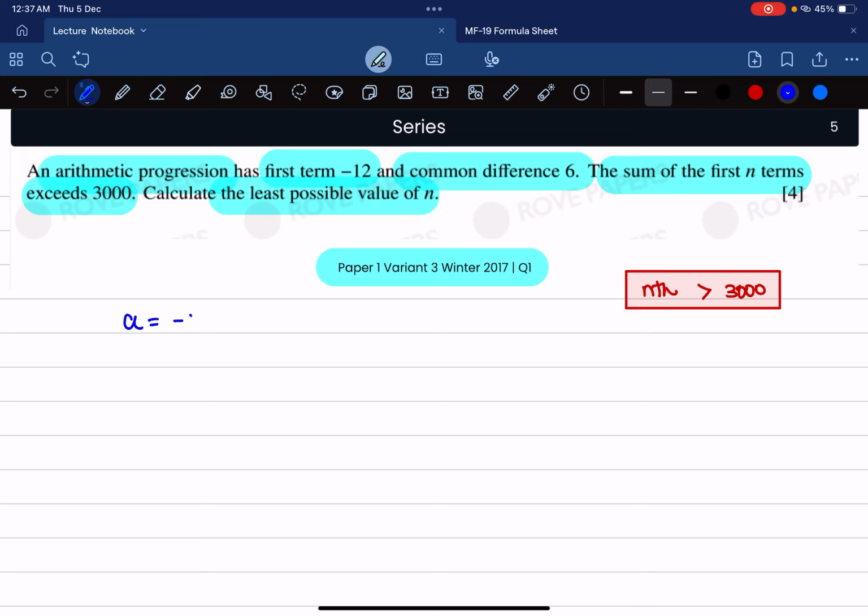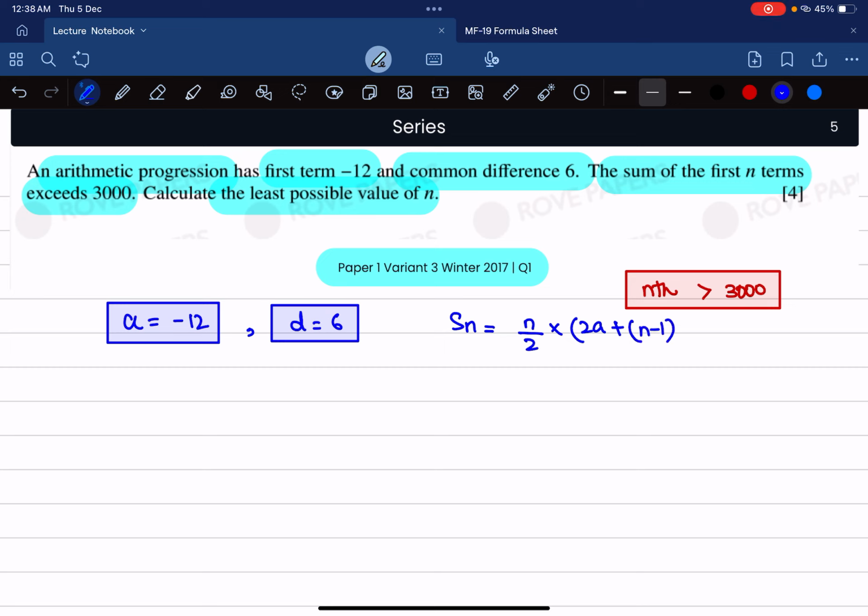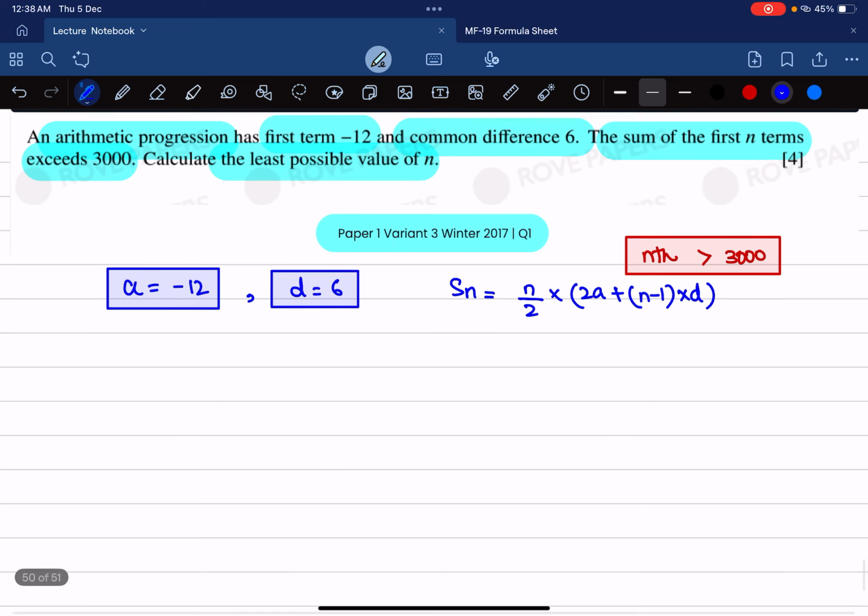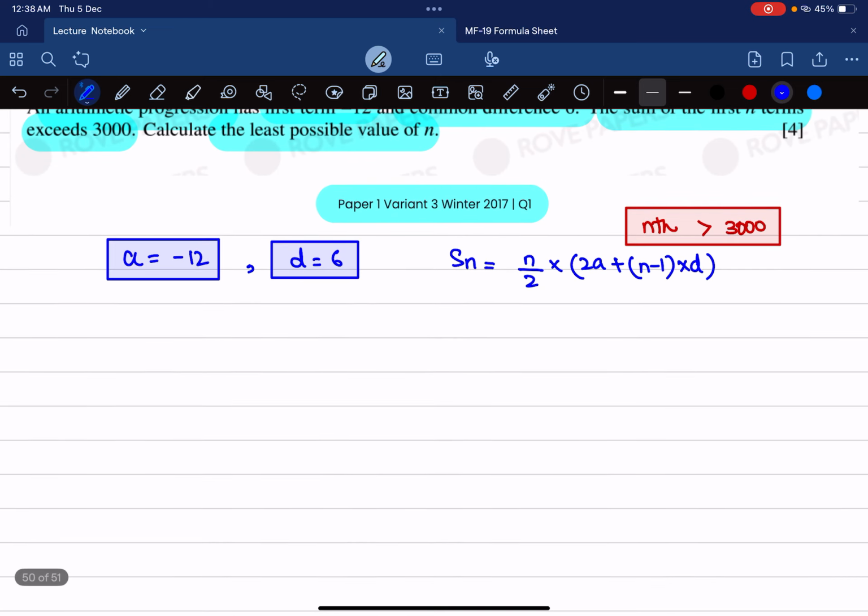and that is the first term minus 12, which is represented by a. Then you are given the common difference, which is represented by d, which is 6. And the third most important thing is the formula for the sum of n terms. This formula is also given in your MF19 formula sheet, so you can see it there too, which is n upon 2 multiplied by 2a plus n minus 1 into d. So this is the formula for the sum of n terms. Using this formula, you are supposed to calculate n so that your sum exceeds 3000.